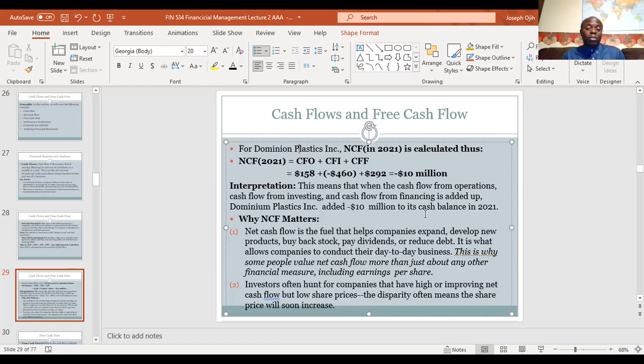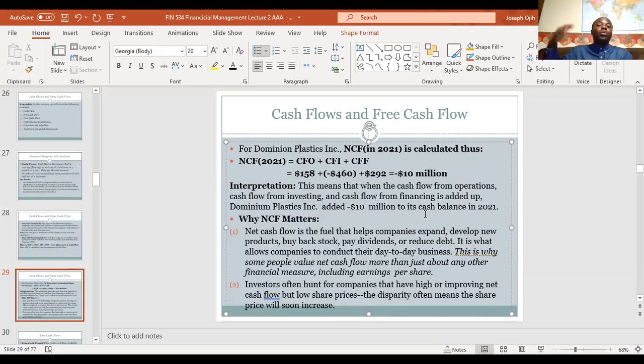As a matter of fact, there are some investors that go through financial statements of many companies, looking for those companies that have high net cash flow, but low share prices. Their cash flow is good, but the price of their share is low. That means that this is a good company. For some reason, the market has not recognized it. So those companies that have positive net cash flow over the years, but have low stock price, mean that the stock has value.